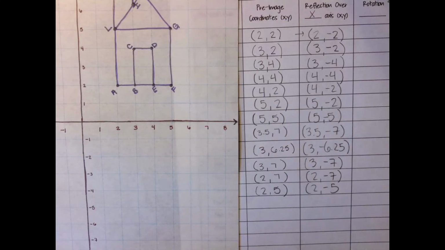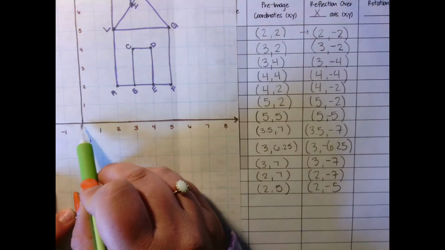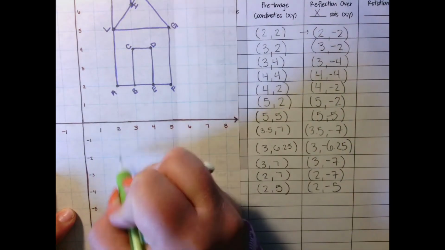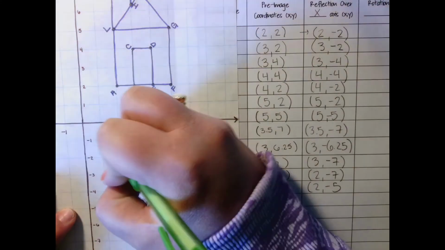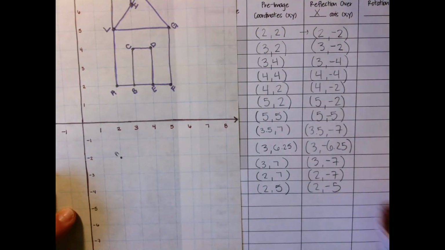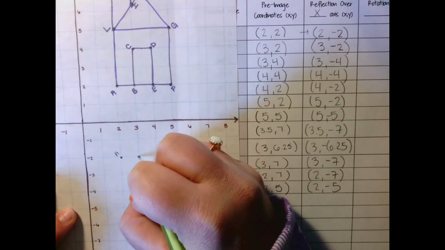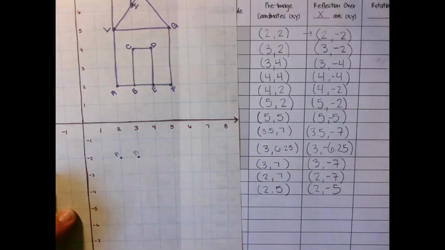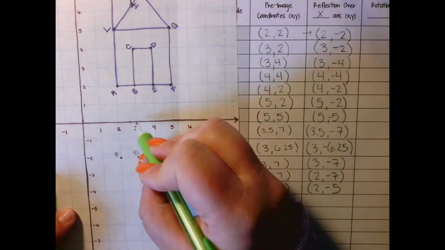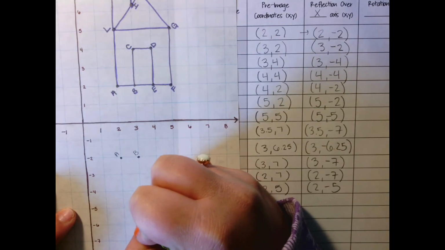Alright, so now I'm going to go back to my picture and I'm going to plot all of these points here. So starting with my first one, I have 2, negative 2. So starting at the origin, 1, 2, negative 2. And I'm going to label that point A so I don't get confused as I go. Then I have 3, negative 2. So 1, 2, 3. Negative 2, so this one here is going to be point B, and I have 3, negative 4, so over 3, down 1, 2, 3, 4, that's point C.